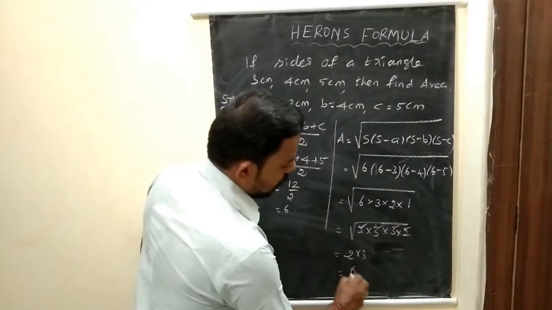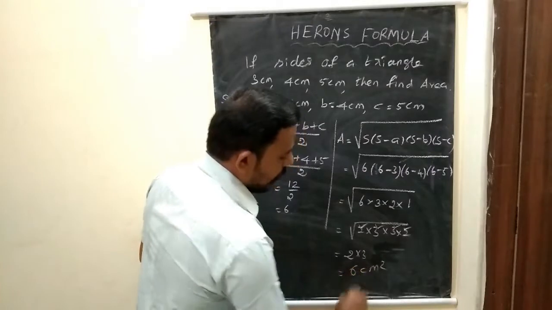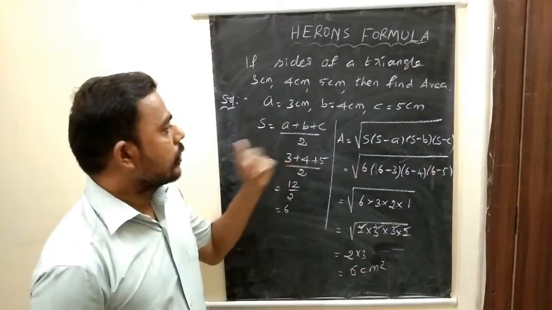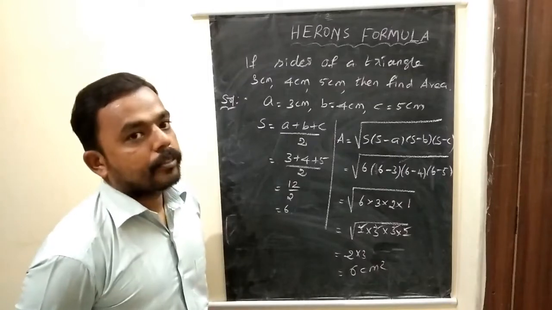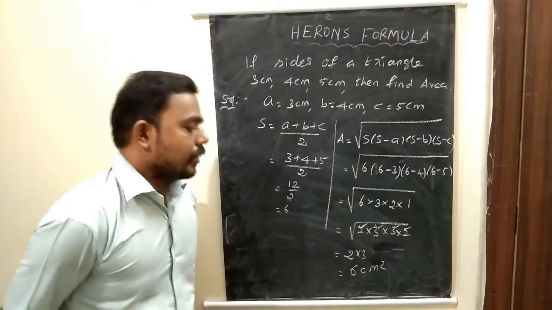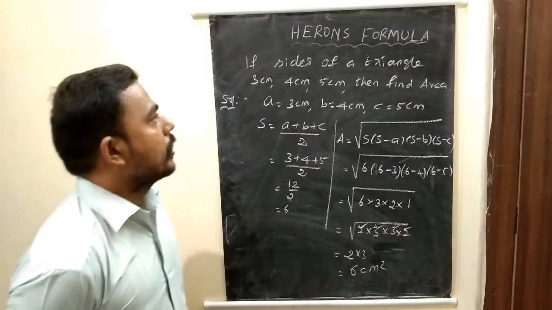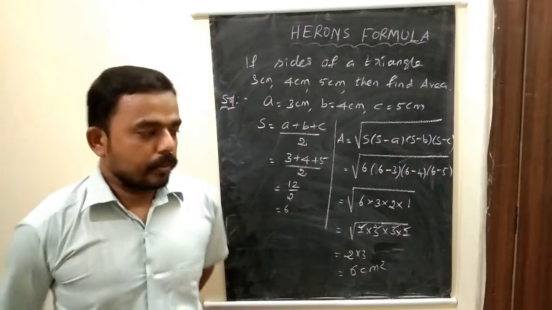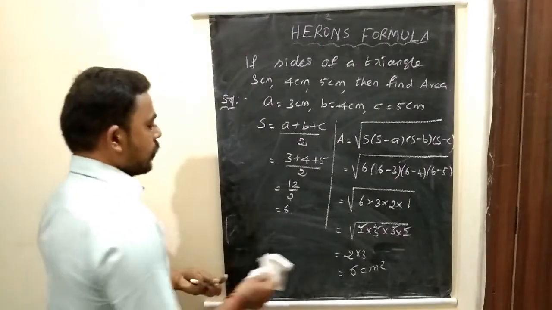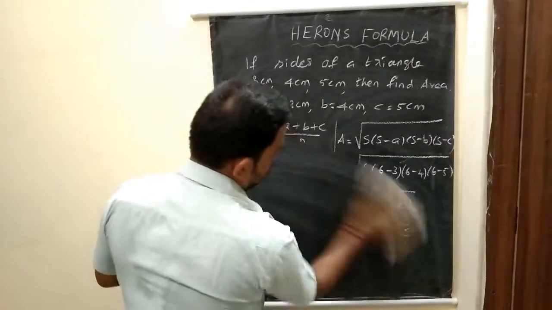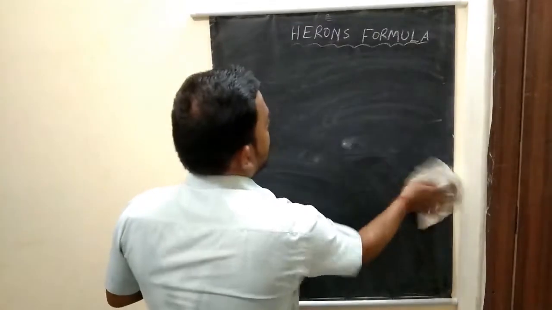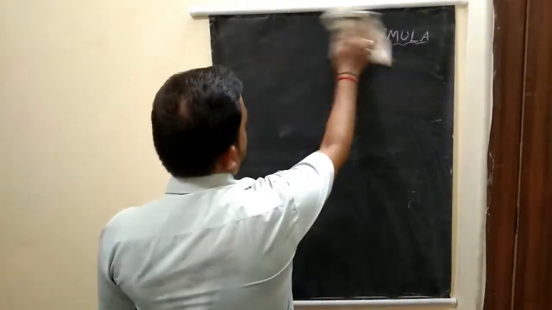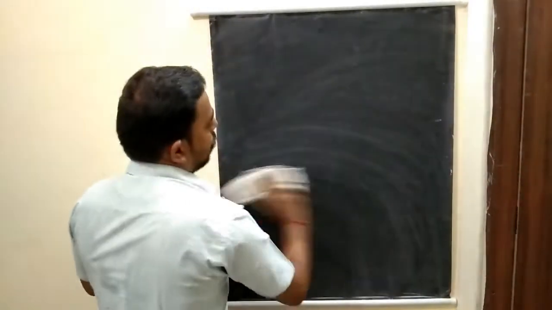So 2 3s are 6. So 6 centimeters square is the area of this triangle. So this is the simple form of the Heron's formula problems. Further we will do some practice, and we can solve such types of problems also.